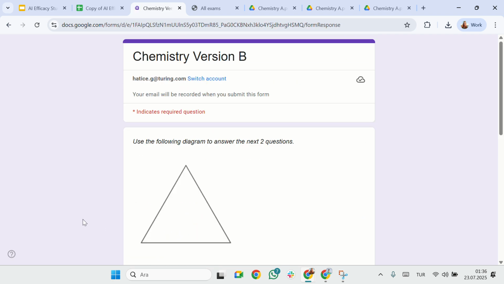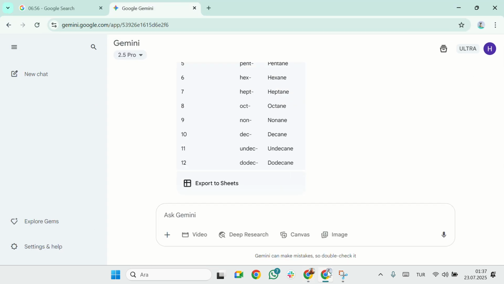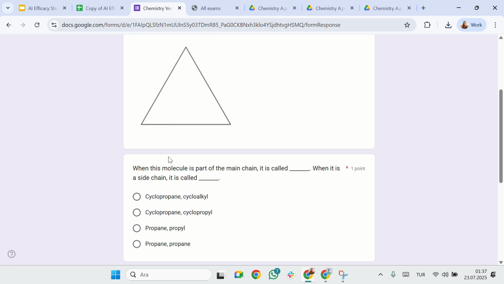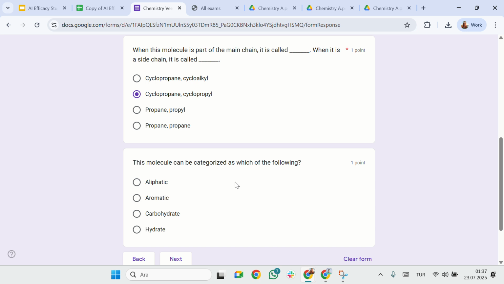Yeah, okay. Use the following diagram to answer the next 2 questions. How much time do I have left? Okay, 6 minutes. When this molecule is part of the main chain, it is called, this is a cyclic something, and propane should be the correct thing. Okay. When it's a main chain, it's cyclopropane, and as a side chain, it's cyclopropyl. Yeah, this is the correct thing, I think.